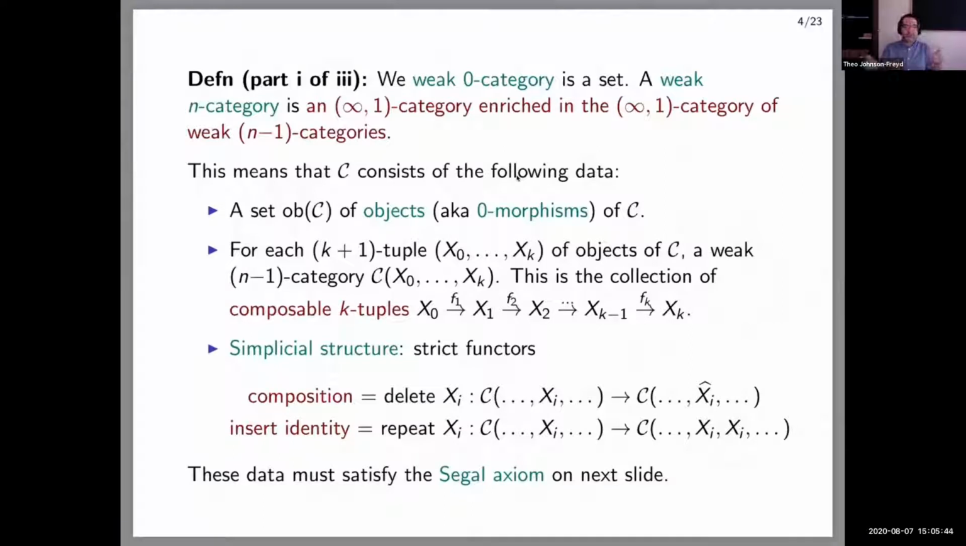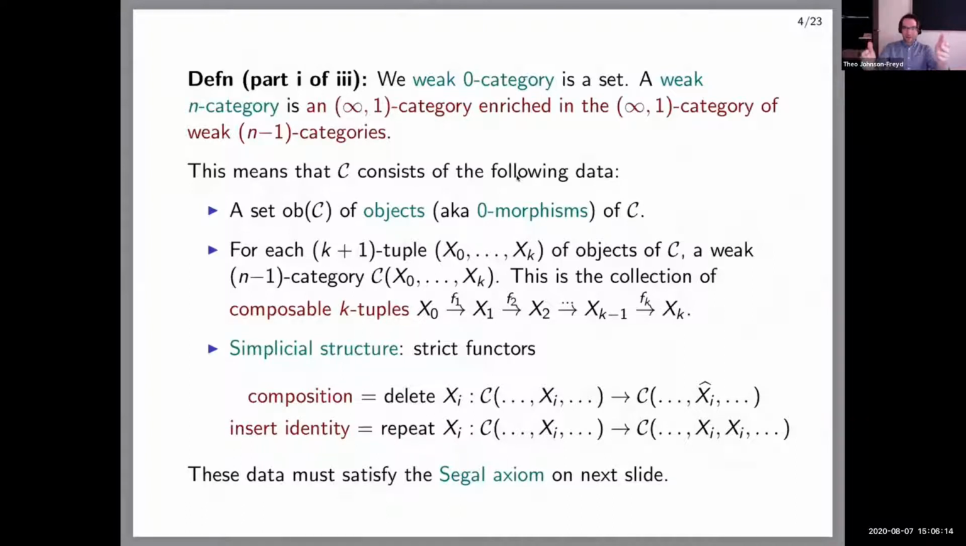I'm not going to go into detail of what a simplicial object is, but you can learn about it. The basic idea of a simplicial object is that there are some maps. There's a map for every way you could delete an element in the list, and there's a map for every way you could repeat an element in the list. And these maps have an obvious compatibility. If you delete one element and delete another element, it shouldn't matter which order you delete them in. If you repeat an element and then delete one of them, that should give you the identity. So that's the data of a weak n category.